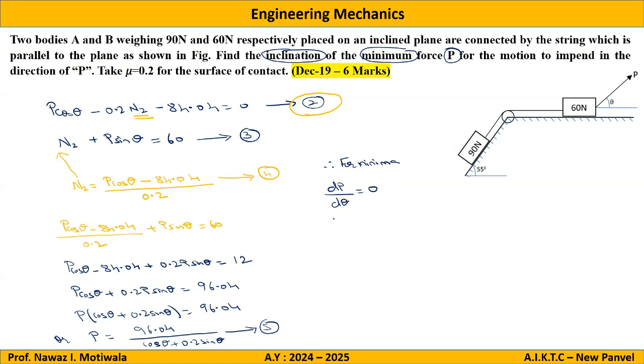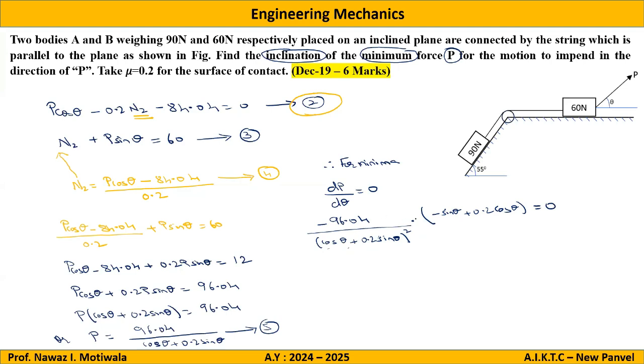So 96.04 will be as it is. The derivative of 1 upon x is minus 1 upon x square, so it will be minus 1 upon (cos theta plus 0.2 sin theta) whole square, multiplied by, because it is not just x, we have to apply the chain rule also, the derivative of cos theta, which is minus sin theta, plus 0.2 times the derivative of sin theta, which is cos theta. This should be equal to 0.